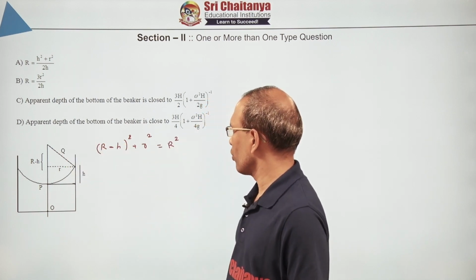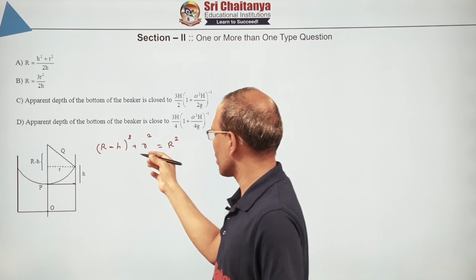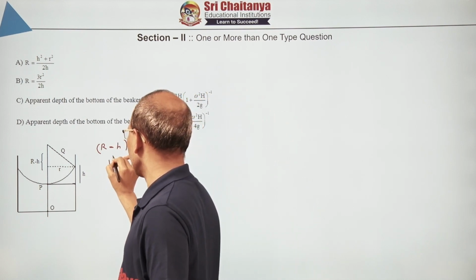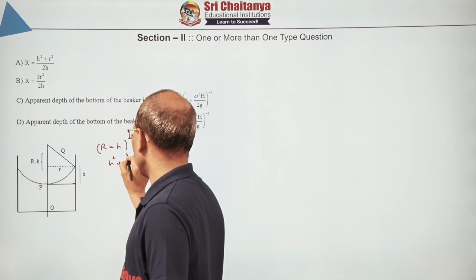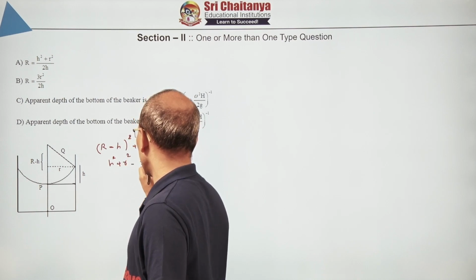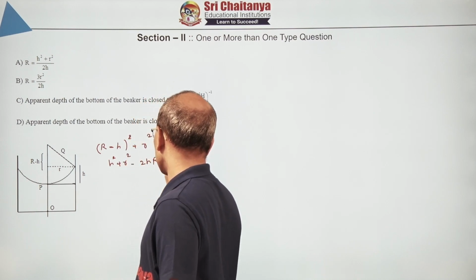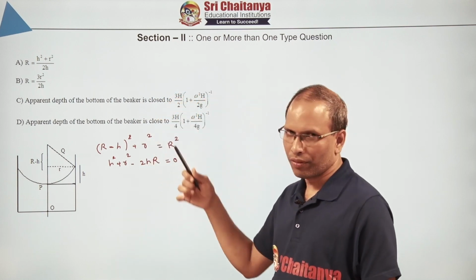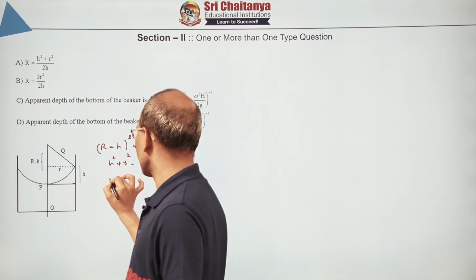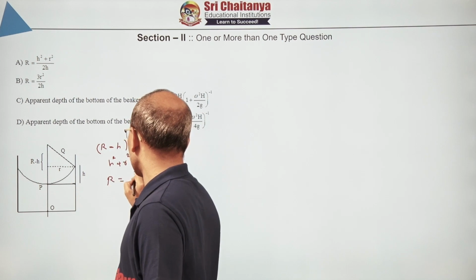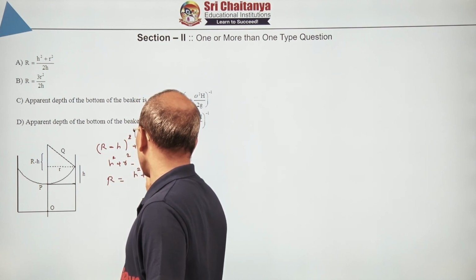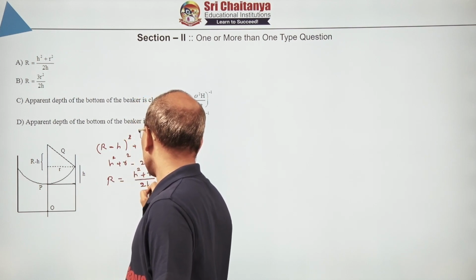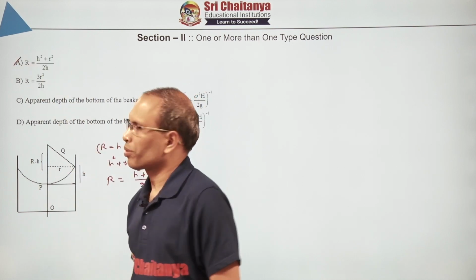Now when you simplify, what do we get? R square gets cancelled on both sides. So here it is h square plus r square minus 2hR equal to 0. Now you want to get the value of R here. So the value of R is (h square plus r square) by 2h. So here the first option is correct.